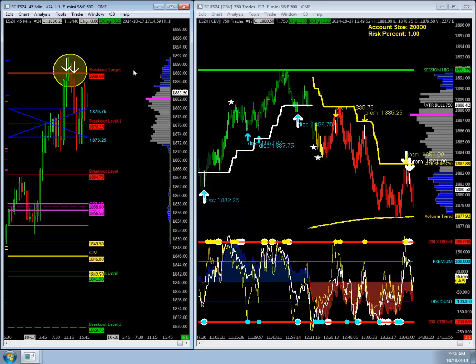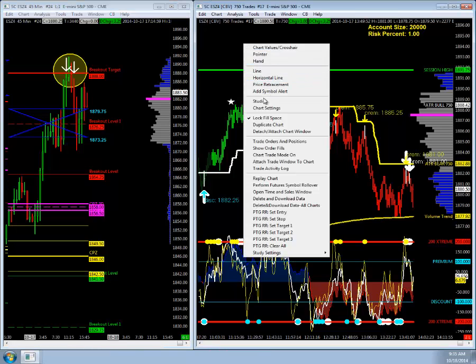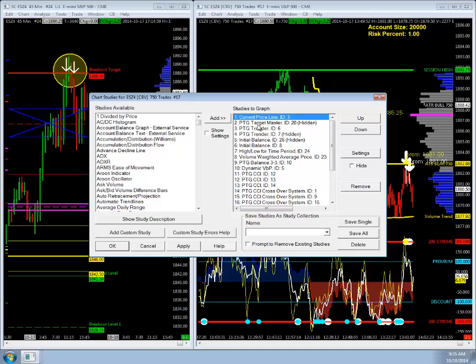Now, for those that have multiple monitors, you can certainly have the target master stat X zone like this on another window perhaps, or a monitor viewing on the side. Another way of displaying this is you can actually bring these levels right onto your execution chart. In order to do that, I'll show you how to do that right here: you go into studies, and I have it already listed, PTG target master, and currently it's hidden. So I'll unhide it by clicking that hide button there and click OK.